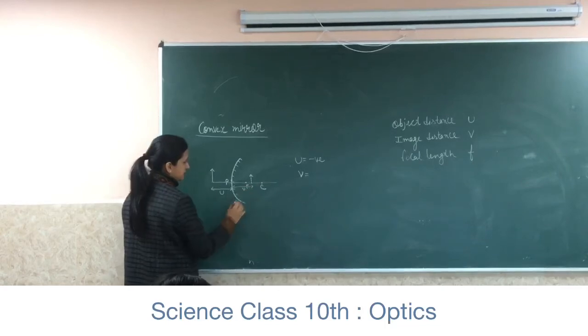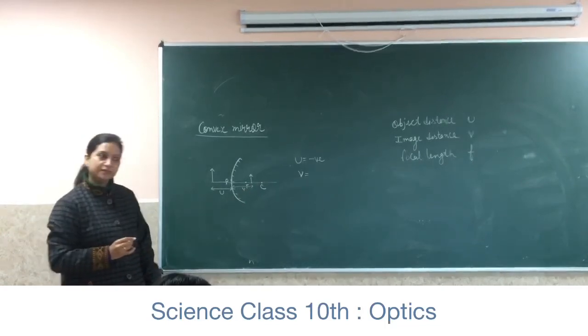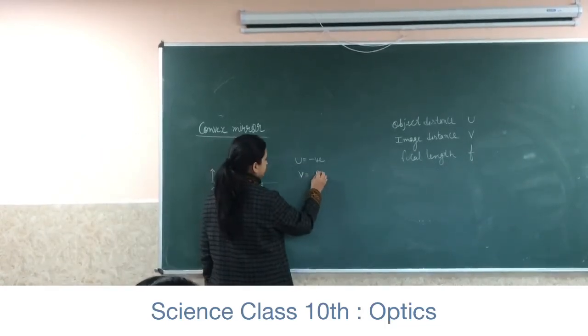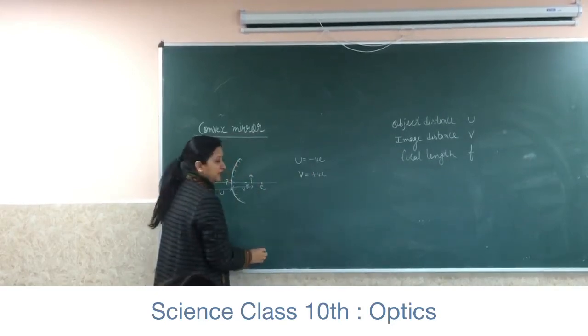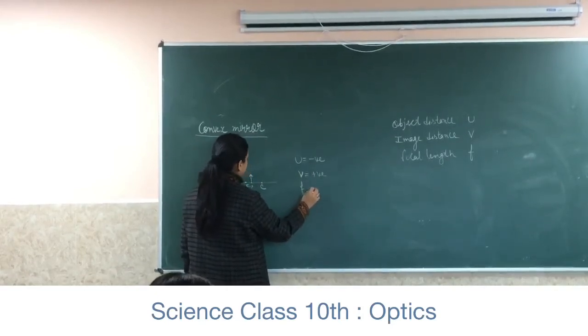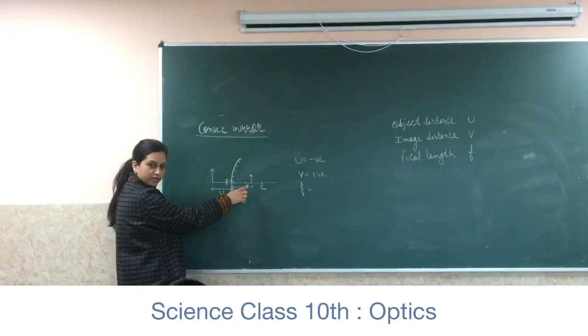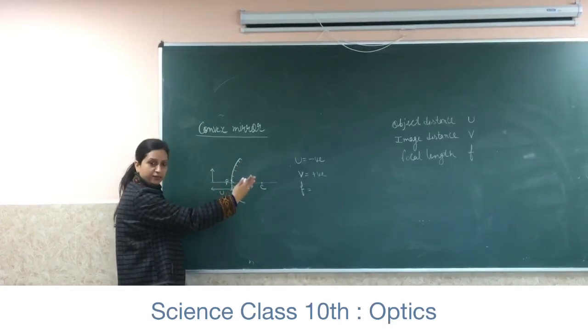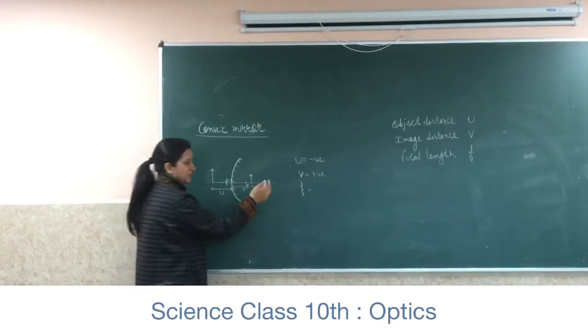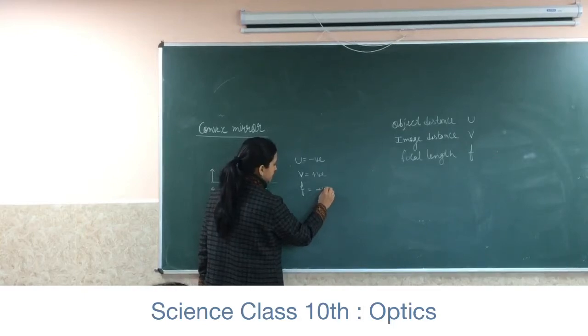So this distance is positive, and V will be positive. Okay. Now focal length, that is the distance between the pole and the focus. It is also to the right of the pole, and as per the conventions it will also be positive.